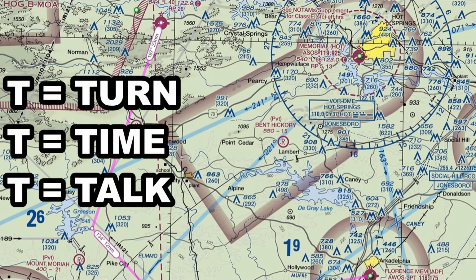The first T is turn, so once we're overhead the waypoint, of course we'll turn on to our next magnetic heading. The second T is time. As soon as we're over our waypoint, we'll stop the stopwatch, we'll note down the arrival time, and then we'll add on our estimated time en route to get the arrival time updated for our next waypoint.